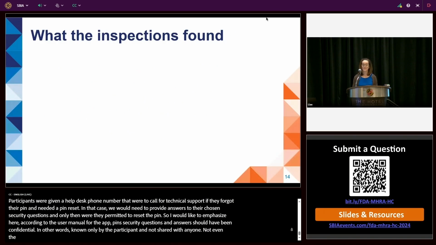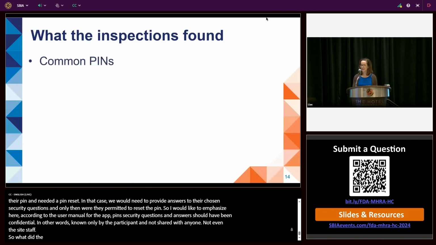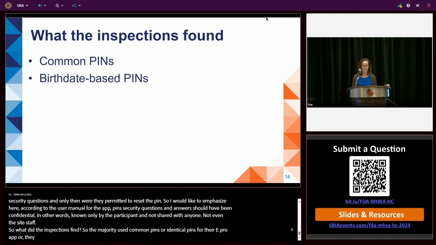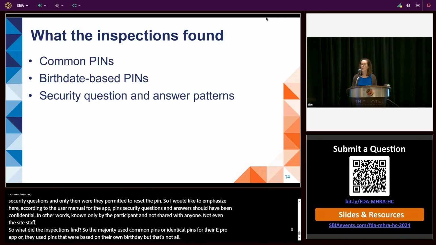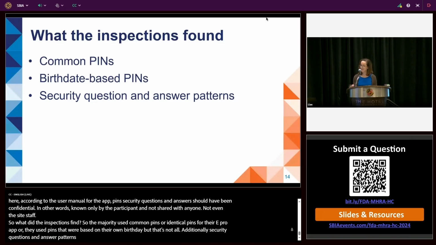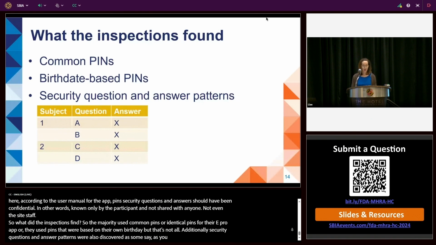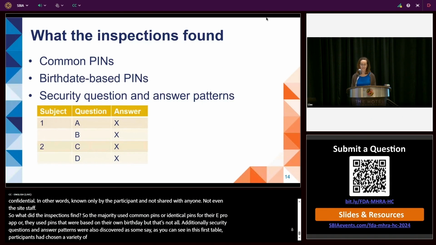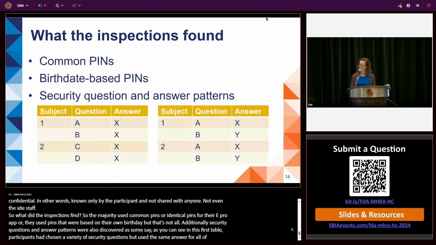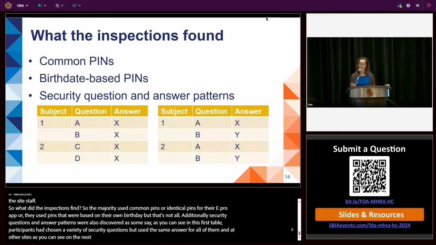A majority of participants at the inspected sites used common, or I should say identical, PINs for their ePRO app, or they used PINs that were based on their own birth date. But that's not all. Additionally, security question and answer patterns were also discovered. At some sites, as you can see in this first table, participants had chosen a variety of security questions, but had used the same answer for all of them. And at other sites, as you can see in this next table, each participant had chosen the same 2 security questions and the same 2 specific answers for those security questions.